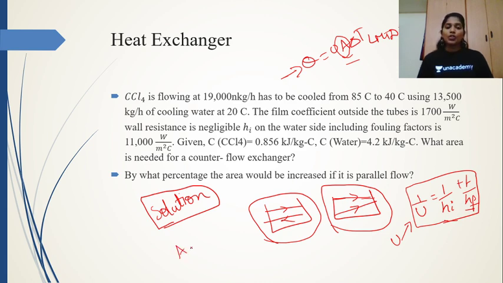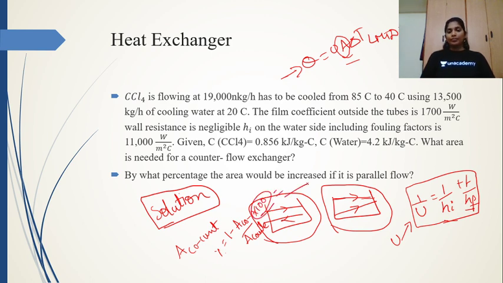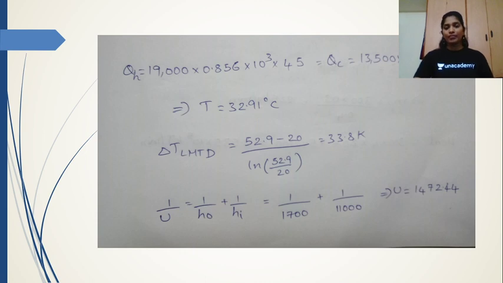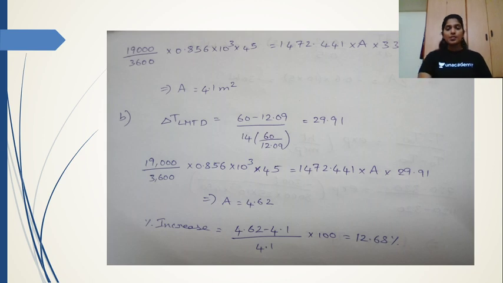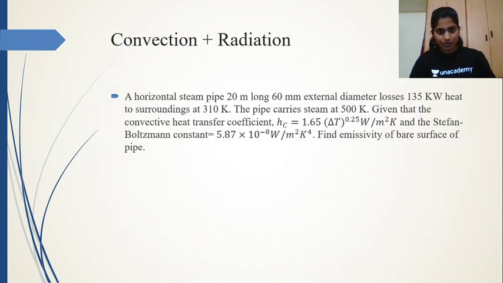Means again you have to do the same process for co-current flow and find the area, and percentage increase is nothing but 1 minus A of co-current by A of countercurrent, into 100. So this will be the answer. Okay. So 12.68% is the increase in the heat transfer. Okay. So let's just proceed to another question.